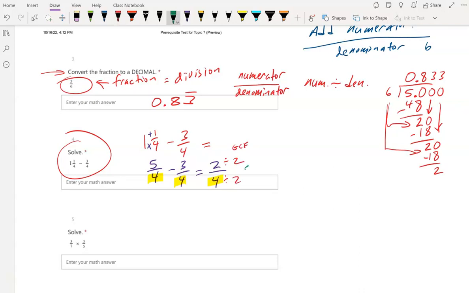So when I'm all done, 2 divided by 2 is 1, 4 divided by 2 is 2, and this in its simplest form is 1/2. Okay, great. Let's move on to the next one.